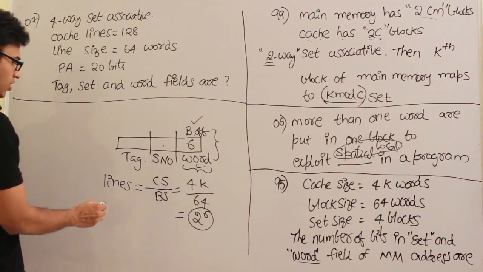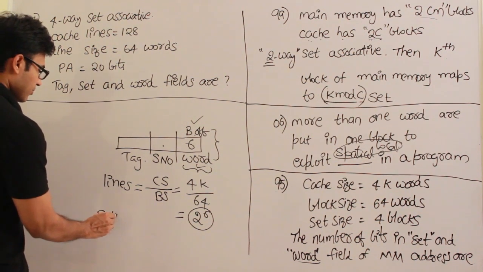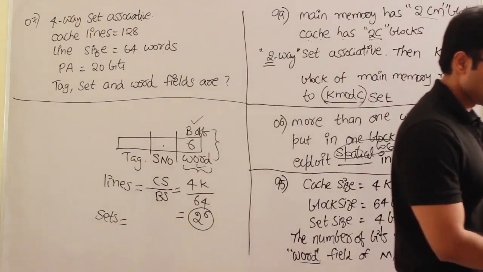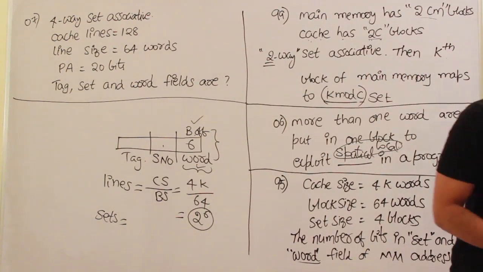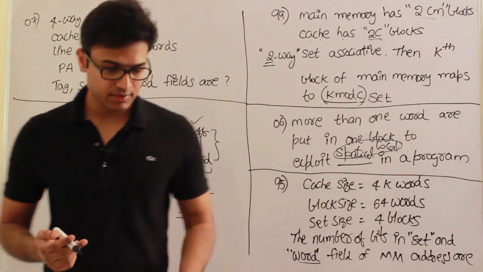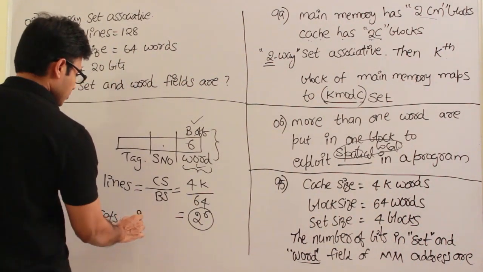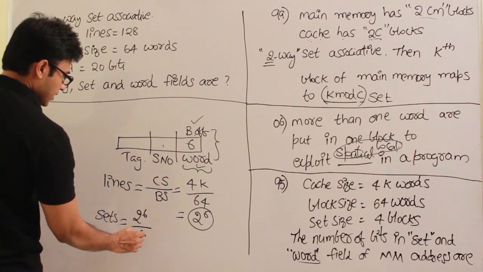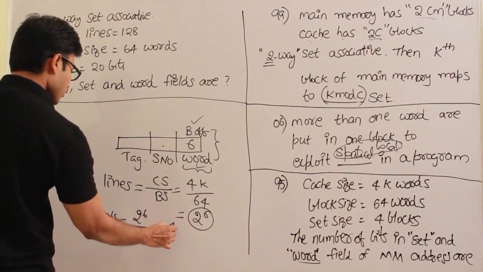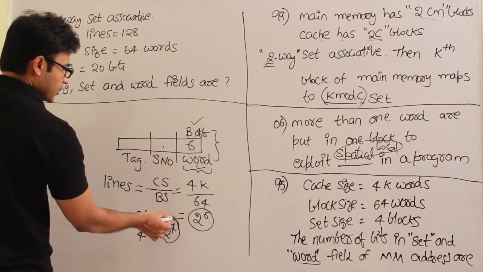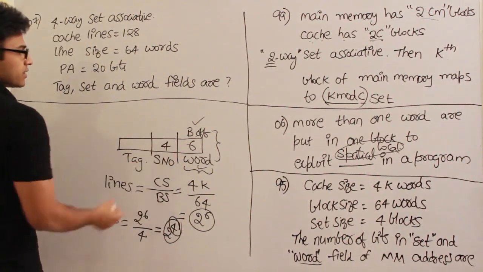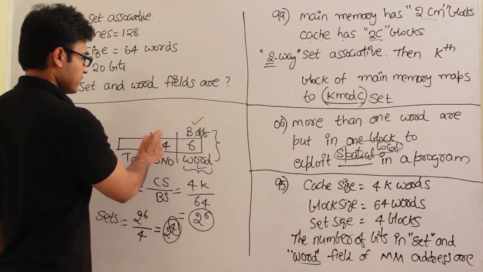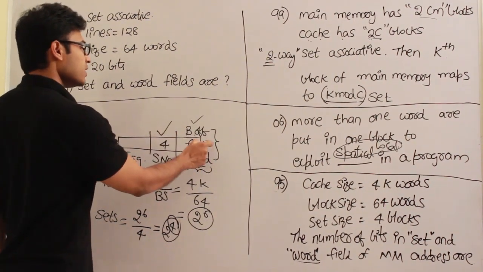And therefore, what about the number of sets? In order to find the number of sets, we have to divide the number of lines by the set size. So the number of lines is 2 power 6 divided by the set size. Set size is 4 blocks, right? So how much is this? 2 power 4, which is 16. So how many bits are required? 4 bits are required here. Therefore in the set field it is 4 and in the word field it is 6.